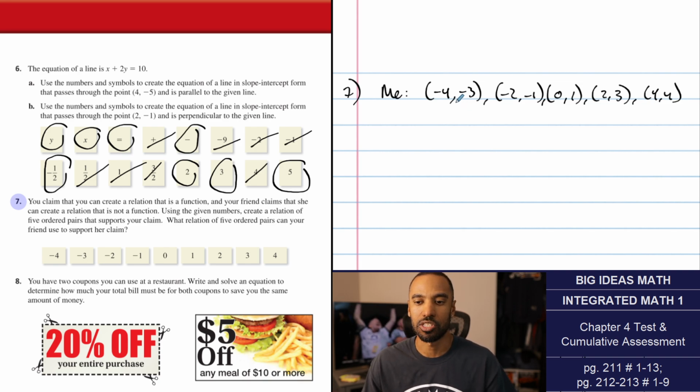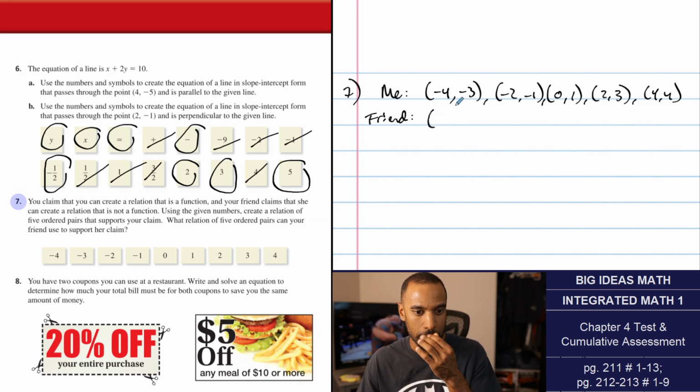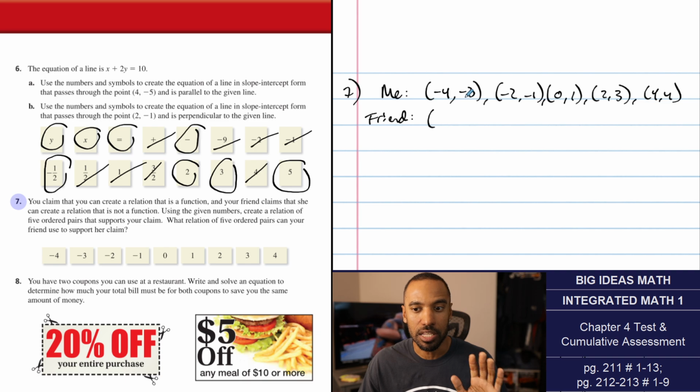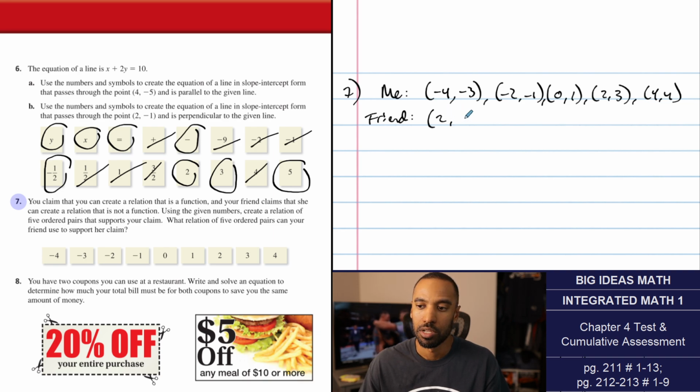For them to create something that's not a function, they need the same x value more than once. So friend, we have to repeat our x values. Now, does it need to repeat x's all the time? No, not at all. Just once. So how about 2, comma, negative 4, 2, comma, negative 3. Boom, not a function anymore.